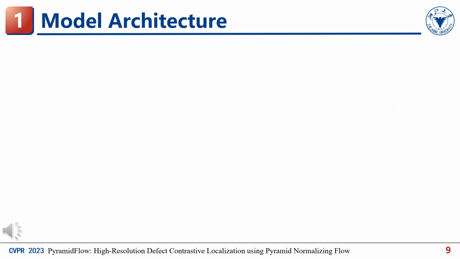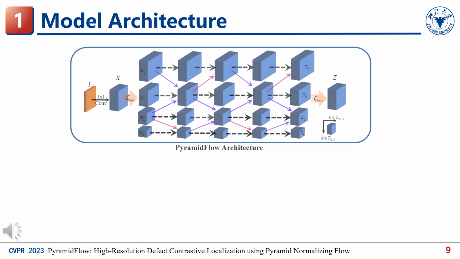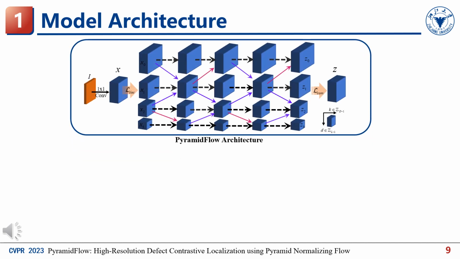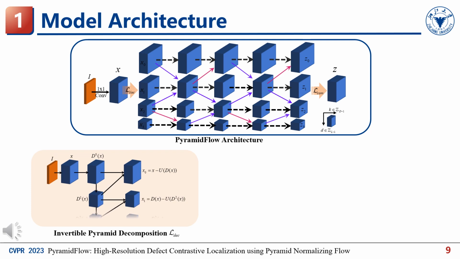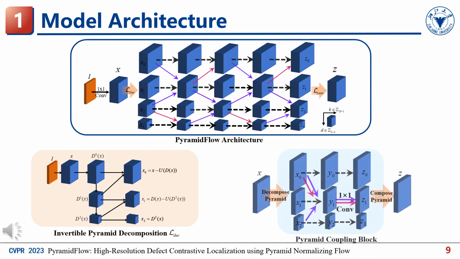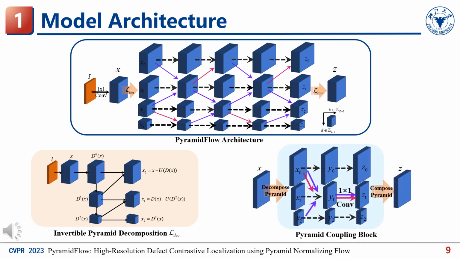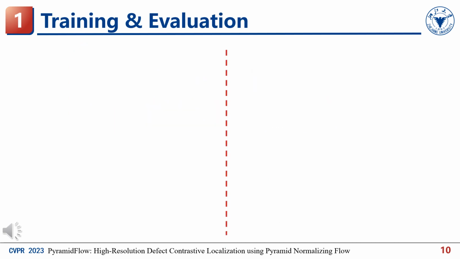In this slide, we introduce multi-scale and high-resolution normalization flows. Inspired by the Laplacian pyramid, we propose the invertible pyramid, which decomposes the image embedding reversibly into components with different scales and frequencies, effectively decoupling high-frequency defects and low-frequency background. Additionally, the proposed pyramid coupling blocks explicitly map representations to the latent space, enabling the presence of receptive fields at various scales. In the following, we will present the training and evaluation process.